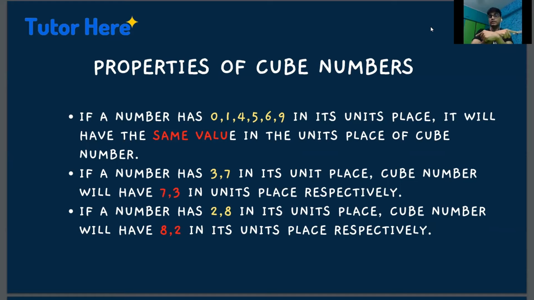They just get interchanged. With a similar logic, if we have 242 as a number, then the cube will have 8 in the units place. And if we have 888, then the cube number will have 2 in the units place.